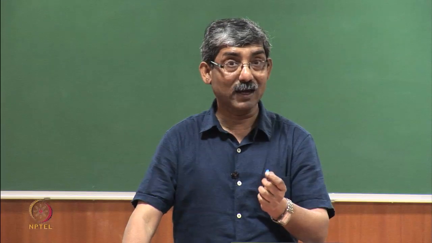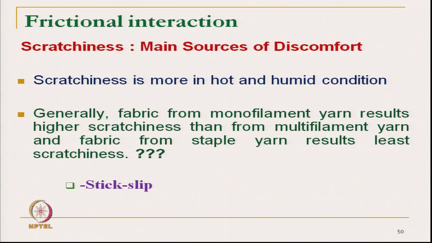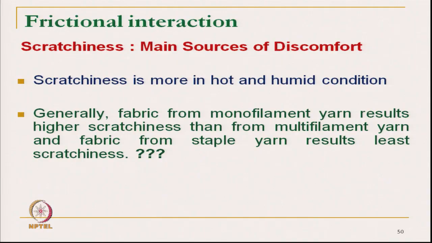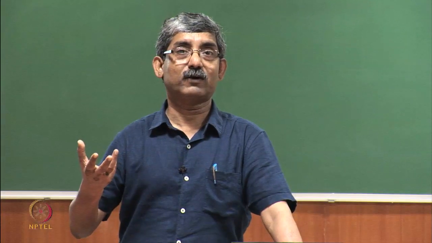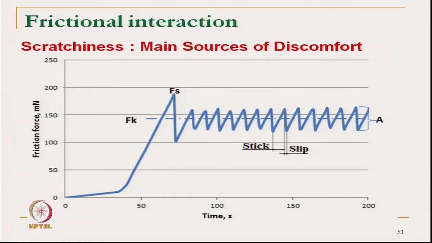The reason behind this is the stick-slip nature. Monofilament fabric gives a stick-slip action against the skin, which gives the scratchiness sensation, but other types of fabric yarn do not give the stick-slip for any displacement. So this is the stick-slip mechanism that gives the scratchy sensation, which is predominant in monofilament fabric.